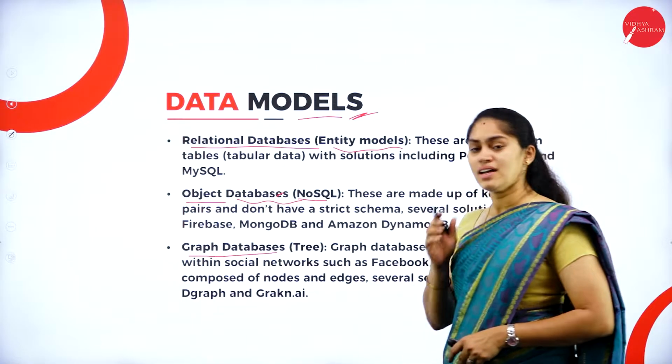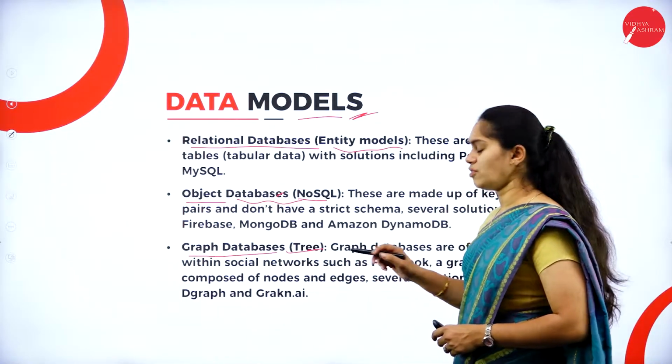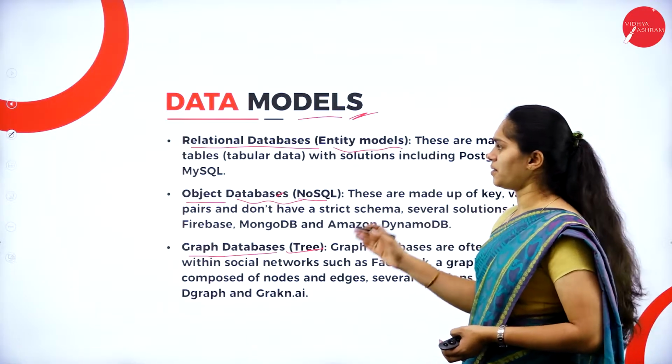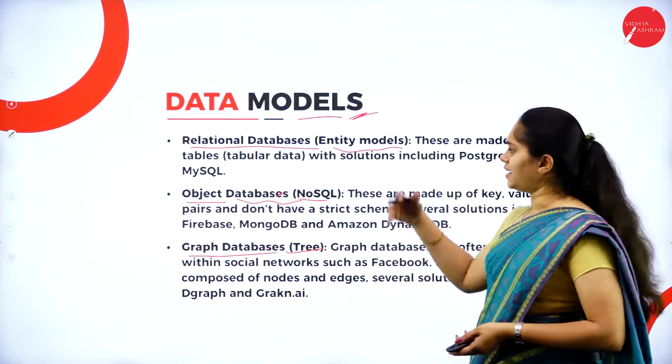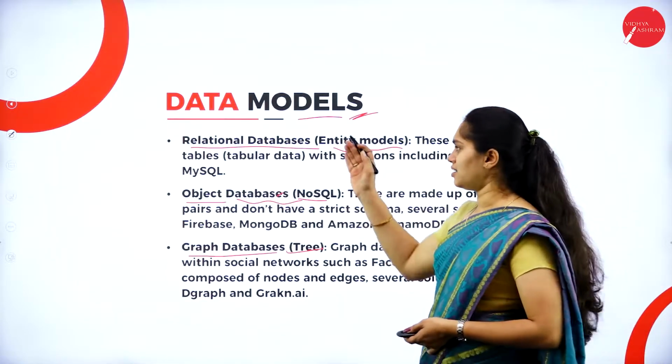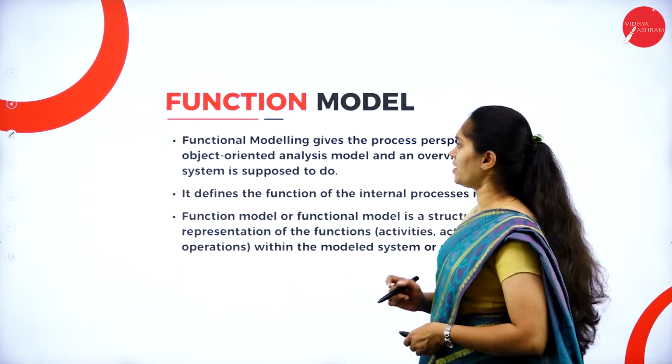And also we have a graph database. So it is of tree type. It will have a top-down approach. So in order to represent all these, we can have the data models, and all these representations of data come under the data models. So next, what do we have?